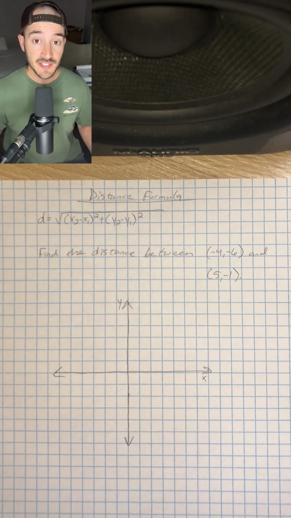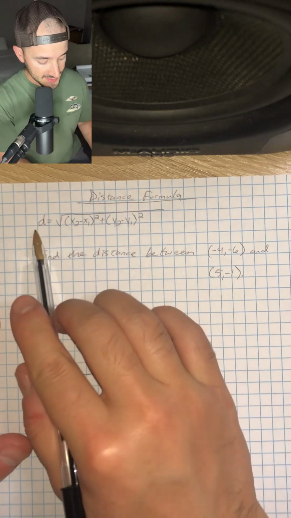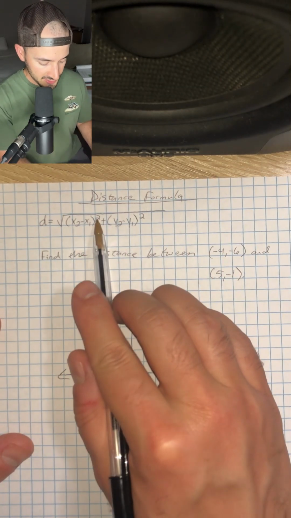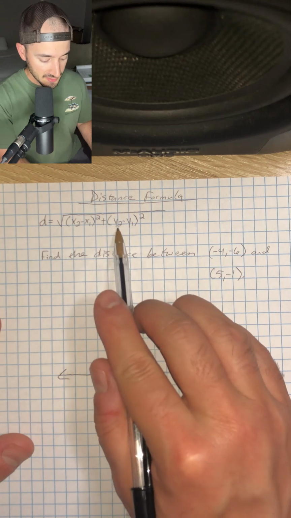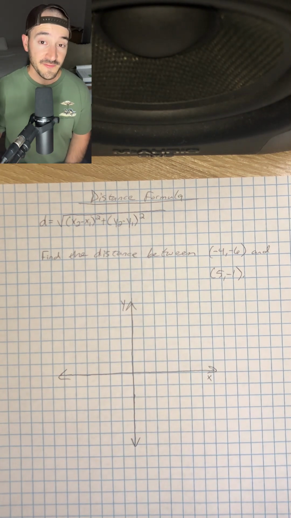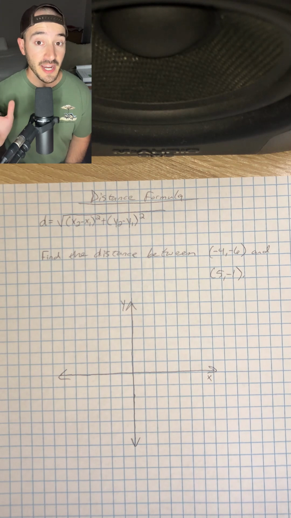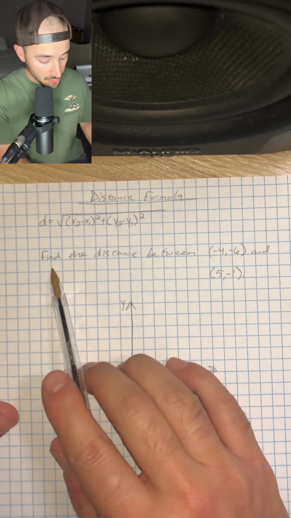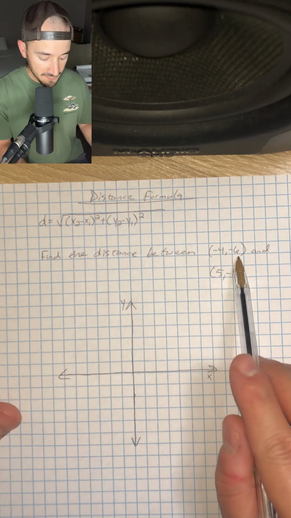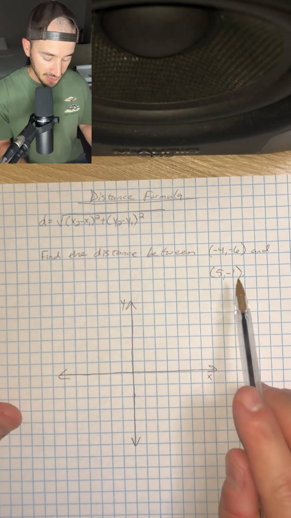This is just a formula that helps us find the distance between any 2 points on a coordinate grid. The formula is d equals the square root of (x2 minus x1) squared plus (y2 minus y1) squared. This formula actually comes from the Pythagorean theorem, and you're going to be able to see why in just a second. For our example, we want to find the distance between (-4, -6) and (5, -1).